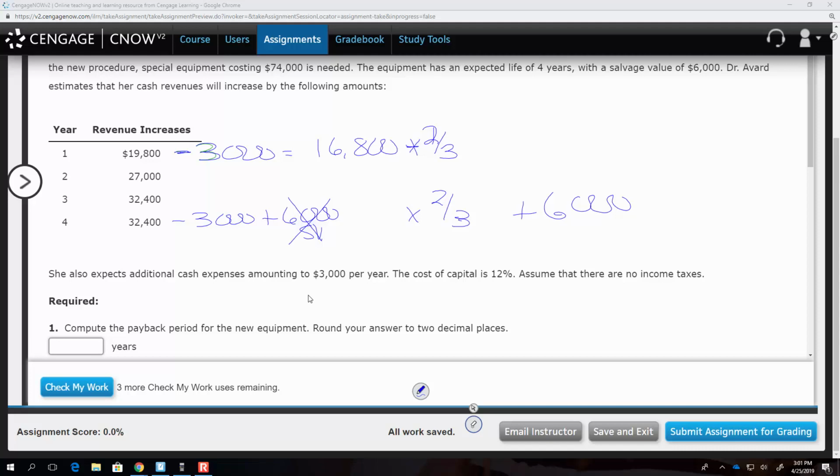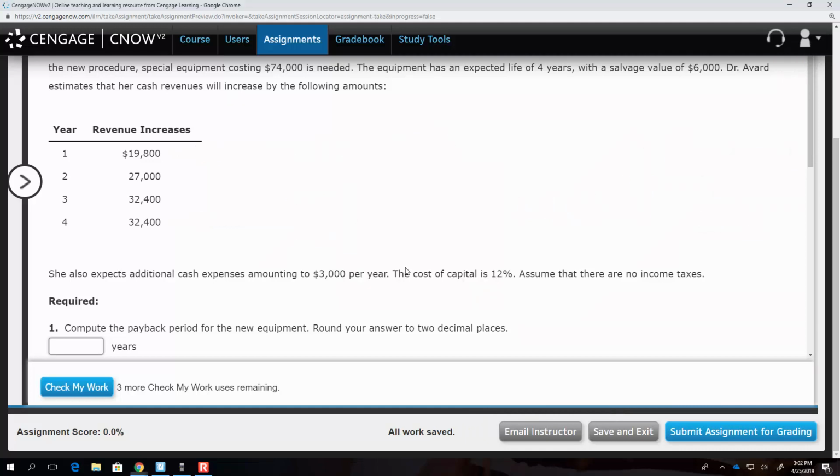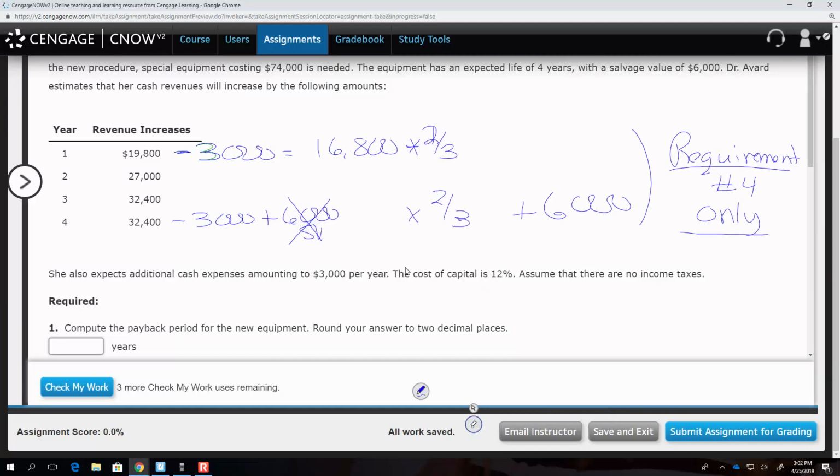This is just for requirement number 4. This is not a long problem, guys. So that's why I would really, really like it if you got this correct. This is requirement 4 only, not the requirement 3 numbers. I'm going to take a screenshot of this so that it's in our notes for today, okay? So that it reminds ourselves, hey, requirement 4 is a little different than normal.